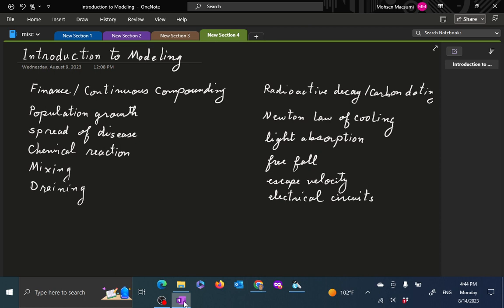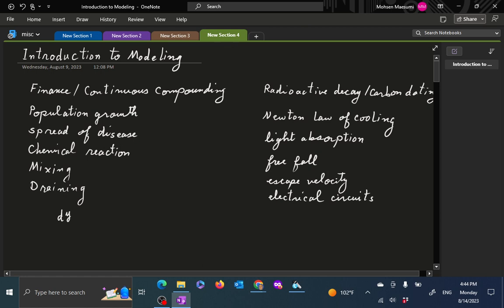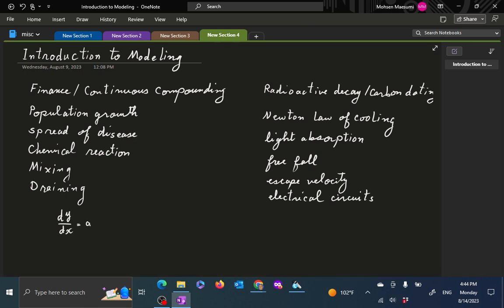All of these problems that you see here, one way or another, relate to differential equations of the type dy/dx equals ay plus b. First, we want to see where these equations come from, how they relate to these topics, and then later on we are going to learn how to solve them.